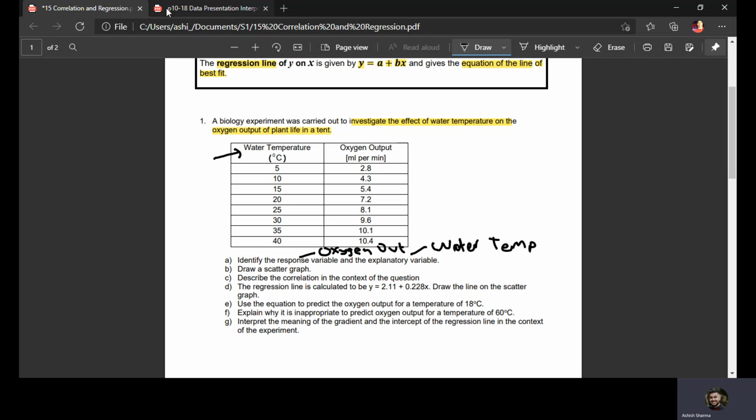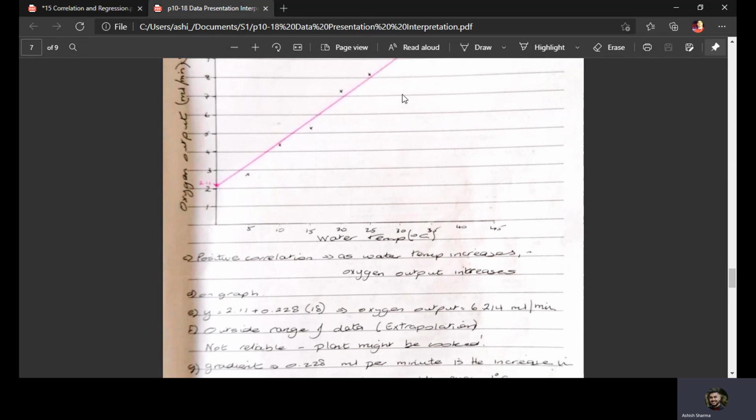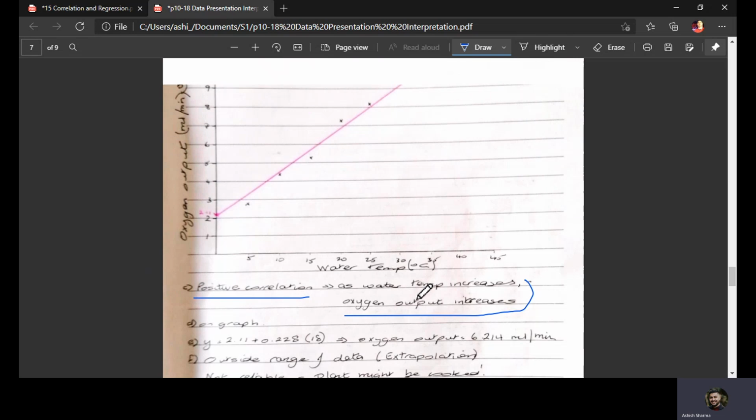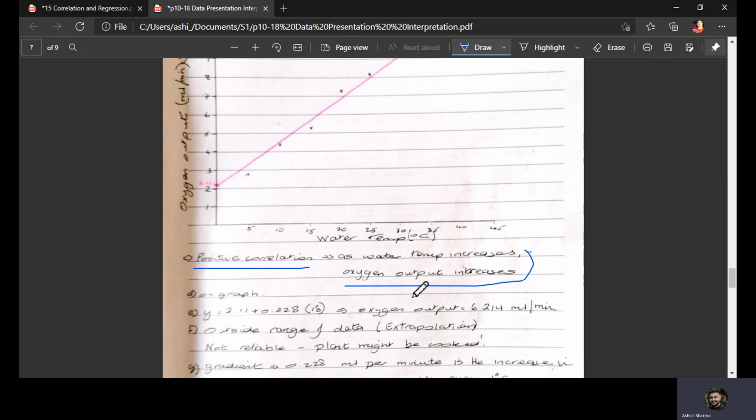Describe the correlation in the context of the question. So when we talk about correlation in the context of the question, what we have to understand is we can't just say positive correlation. We have to give the context. So positive correlation, that's definitely there. As water temperature increases, oxygen output increases. That's the sort of statement that we're looking for at A level, not just a blank two-word statement. We've got to make sure we write things in context. As water temperature increases, oxygen output increases. Or you could say there's a directly proportional relationship between the two.